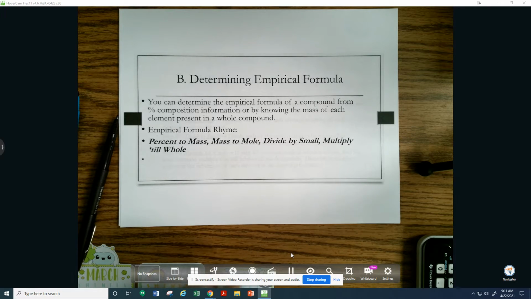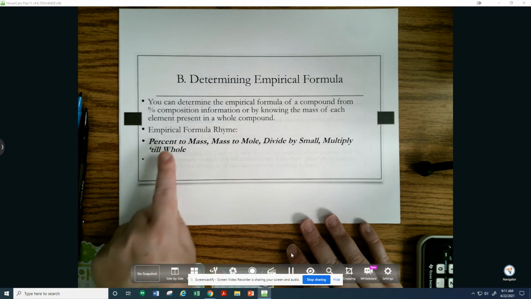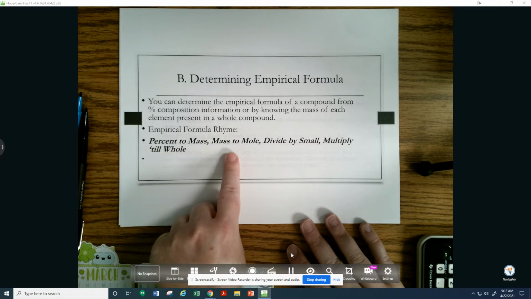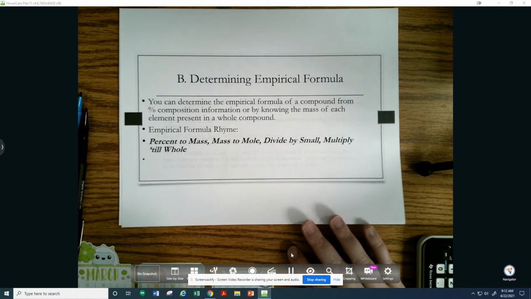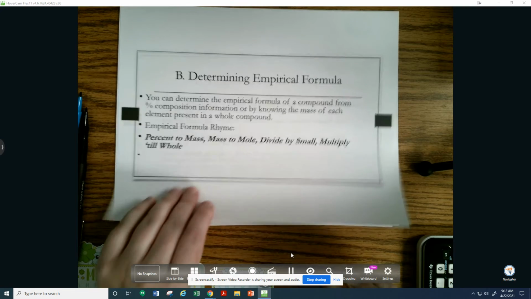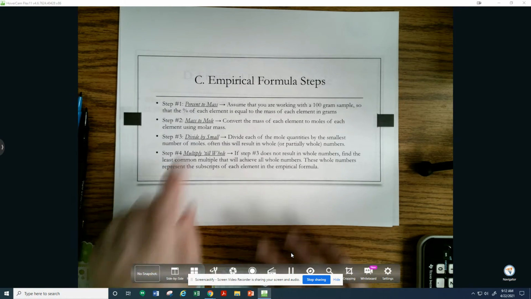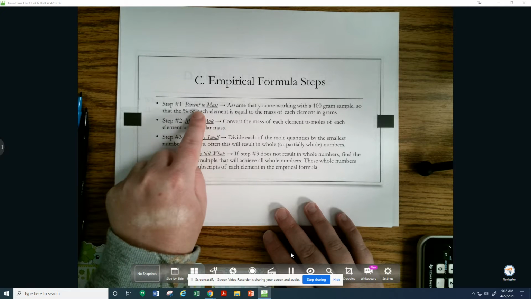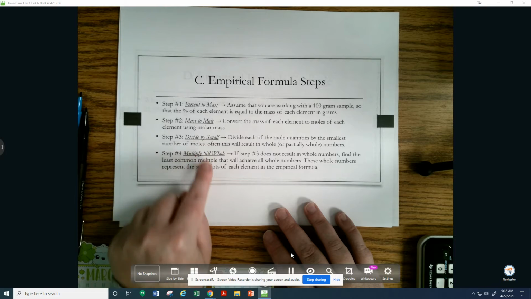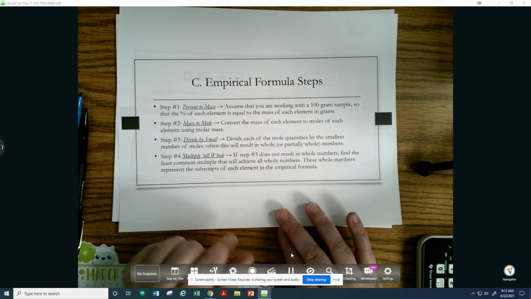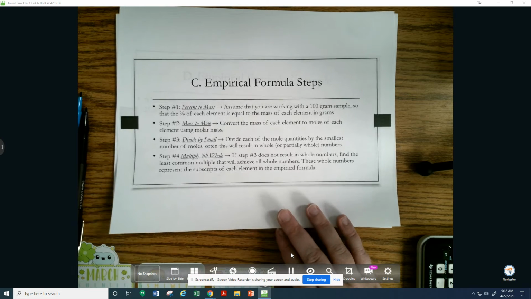There's a little rhyme that you can use to help remember the process to finding an empirical formula. The first step is percent to mass, mass to mole, divide by small, multiply till whole. I'm going to walk you through that. The next part of your notes are the 4 steps, meaning what do I mean by each part of that little rhyme: what is percent to mass, what step is mass to mole, what do I mean by divide by small, and what do I mean by multiply till whole. I'm going to walk you through that in the actual examples. This is more for you when you're on your own if you need it.